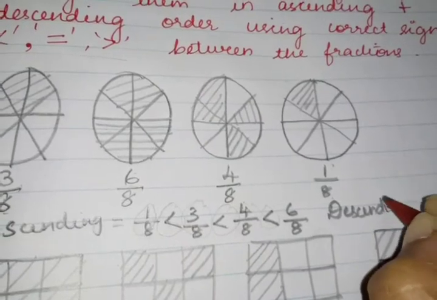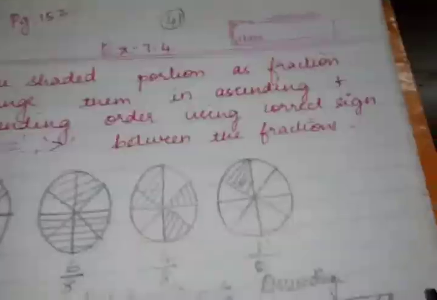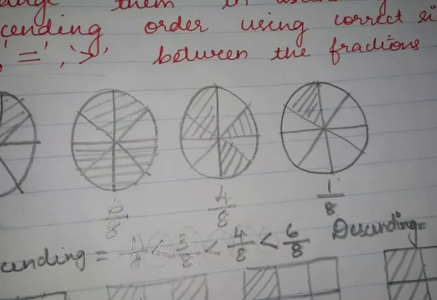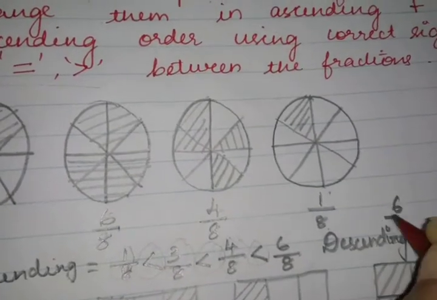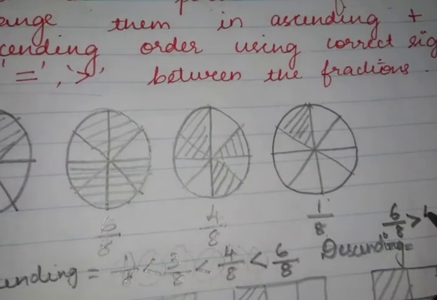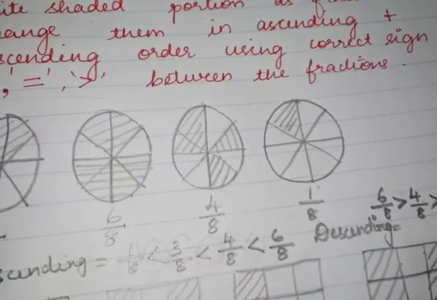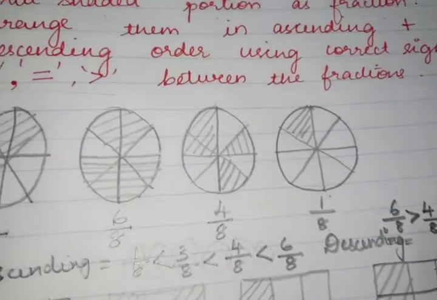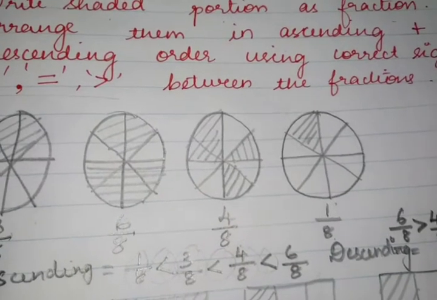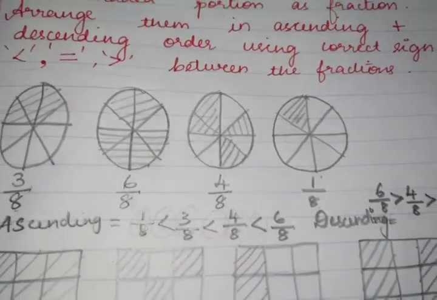Next, descending order. You can write the full spelling, children. Descending means biggest first. Which is your biggest? 6 is your biggest. So 6 by 8 is greater than 4 by 8. Don't write only the numerator; you should write it as a fraction. 6 by 8, 4 by 8. Next, 3 by 8 is greater than 1 by 8. So this is your descending order.